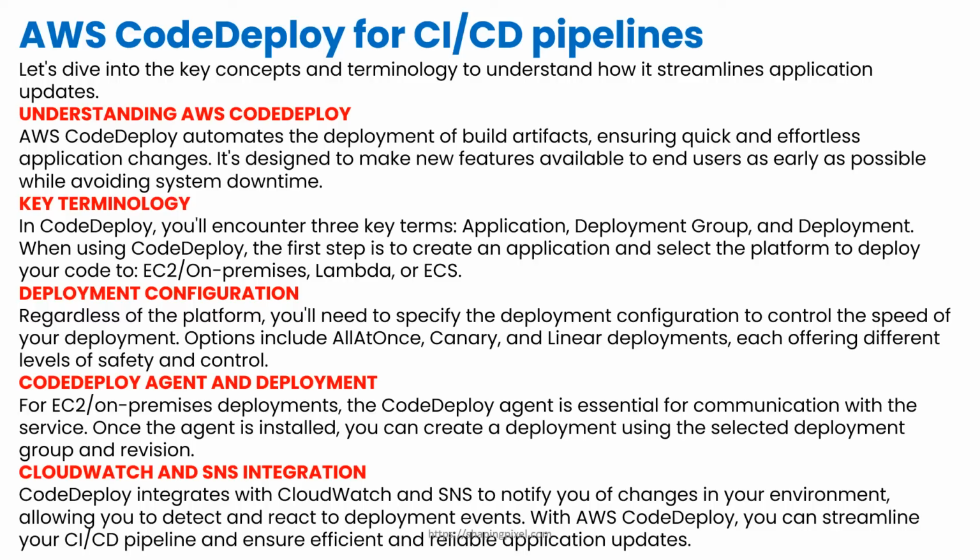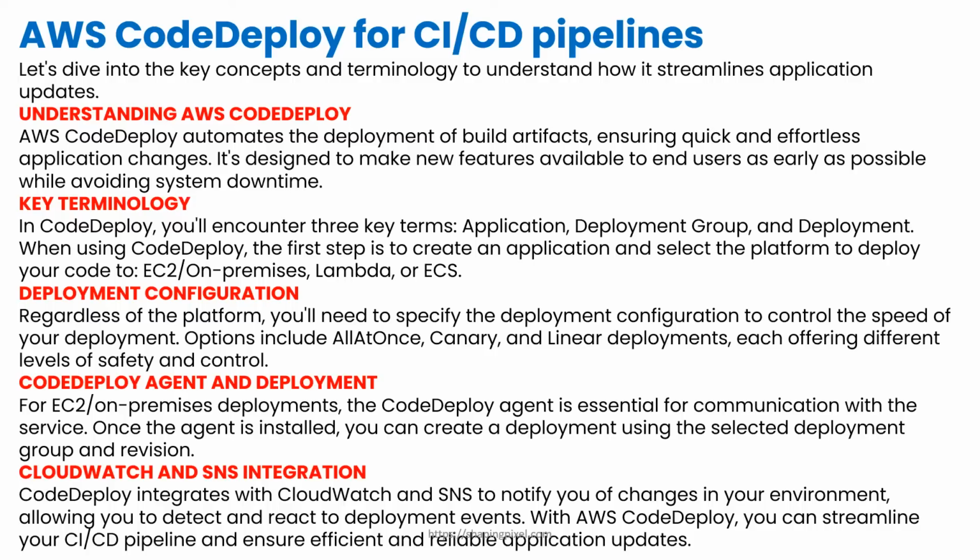AWS CodeDeploy for CI/CD pipelines. Let's dive into the key concepts and terminology to understand how it streamlines application updates. AWS CodeDeploy automates the deployment of build artifacts, ensuring quick and effortless application changes. It's designed to make new features available to end users as early as possible while avoiding system downtime.